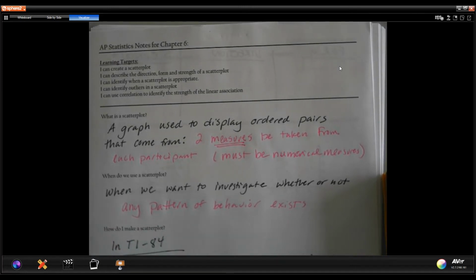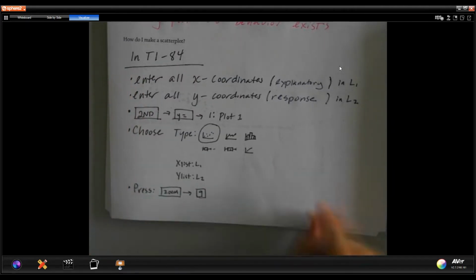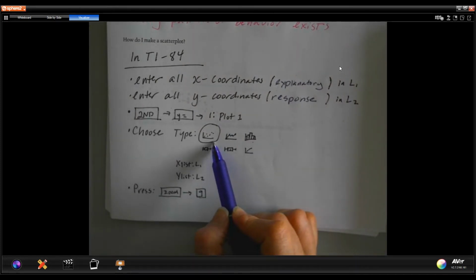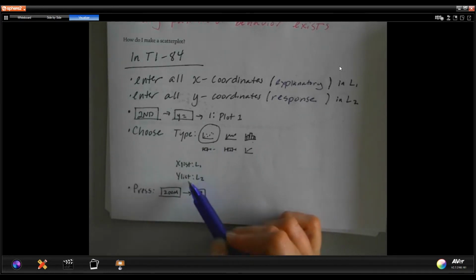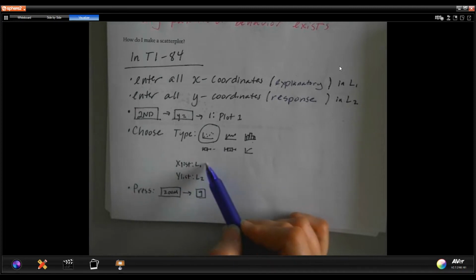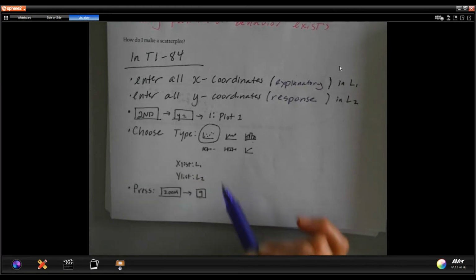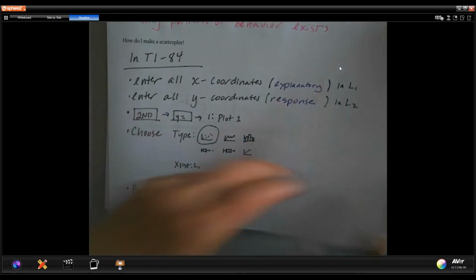Second, Y equals to get that Plot 1, just like we were doing before with our histograms, but now we're going to do the first one, which is our scatter plot. And instead of just having one list, they'll ask for two lists. So you put your two lists where you entered your data, L1, L2 for your explanatory variable and your response variable, and then push Zoom 9, just like we did before, to zoom in. So that should be pretty straightforward to you. You have that all there.